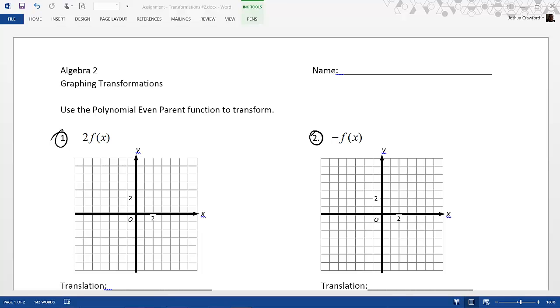Howdy, this video covers graphing transformations, so pretty much just transformations again, okay? So let's go ahead and do 1, 2, 6, 7, 10, and 12.